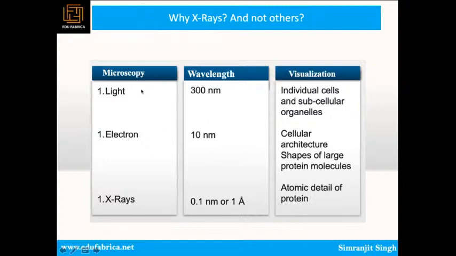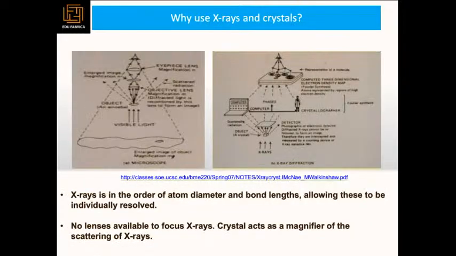So then comes the microscopy, wavelength and visualization. There are three types of source that we can use: light, electron, X-rays. But why do we choose X-rays, not electron or light? Because of the wavelength. First of all, it's very short, about 1 angstrom, and with X-rays we can see the atomic detail of our structures, but in the case of electron and light we can see mainly at the cellular level, which is not deep enough for protein structure analysis.